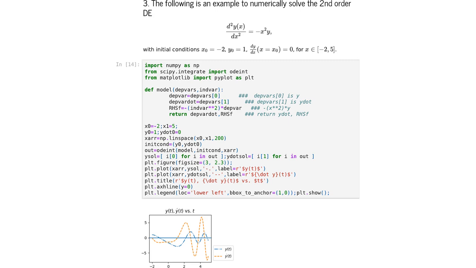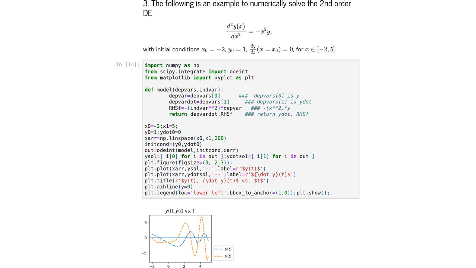The provided code block demonstrates exactly how to implement this. First, we import the necessary libraries: NumPy for numerical operations, ODE from SciPy for solving the ODEs, and matplotlib for plotting. Then, we define our model function. This function takes a two-element list depvars, representing y and y dot, and the independent variable invar representing x.